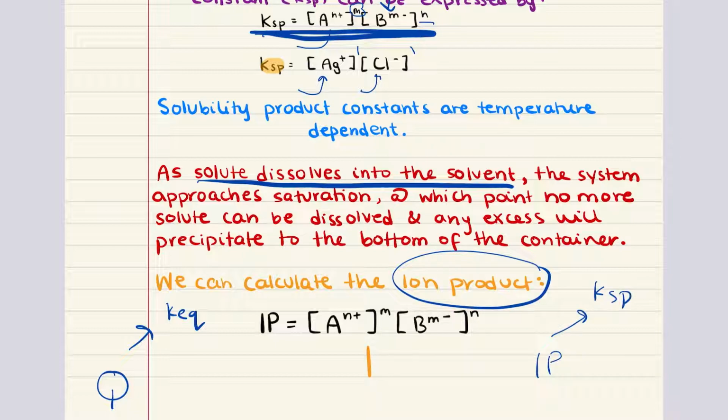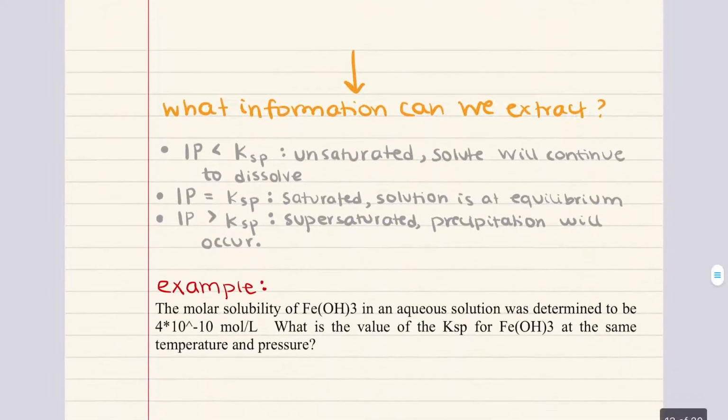Now, the IP, the ion product, is calculated using the same formula as KSP. And the utility of the ion product really lies in comparing its value to KSP. Each salt has a distinct KSP at a given temperature. And so by comparing the ion product to KSP, we can determine whether the solution is unsaturated, saturated, or supersaturated.